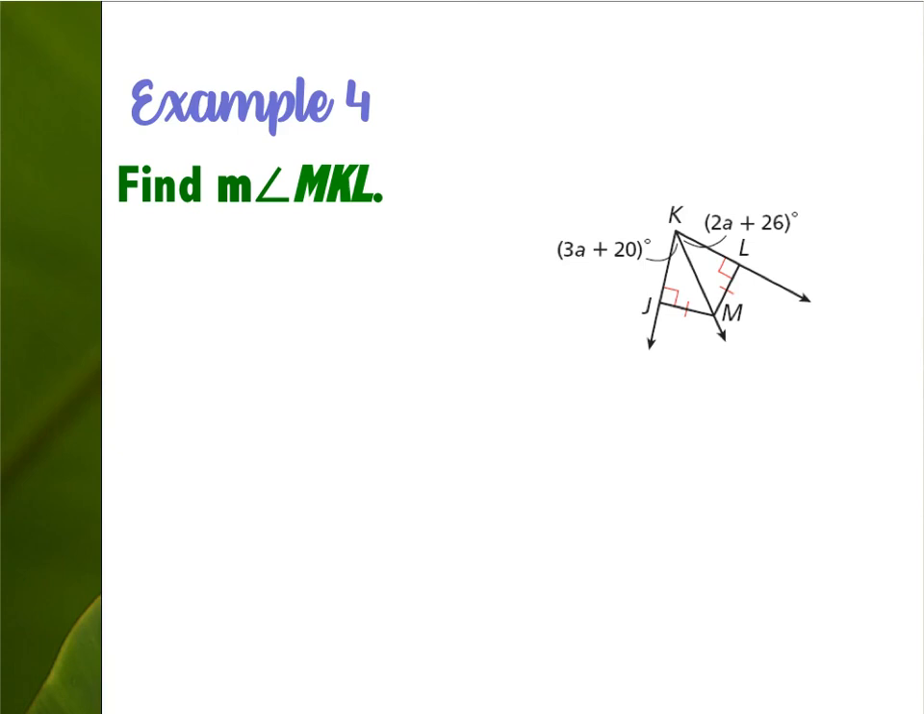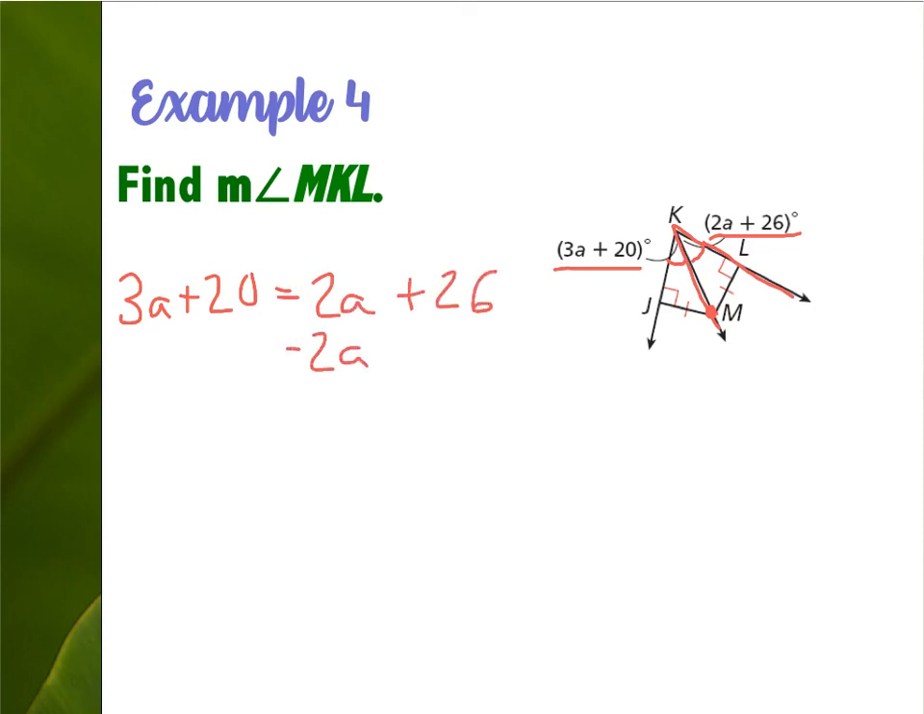So last example, find the measure of angle MKL. So we're trying to find this angle here, MKL. Since M is the same distance to J as it is to L, we know that M is on the angle bisector. So we know that JKM is going to be congruent to MKL. So if we know that these two angles are congruent, what do we do with 3a plus 20 and 2a plus 26? Set them equal. So we have 3a plus 20 is equal to 2a plus 26. So now we just solve for a.